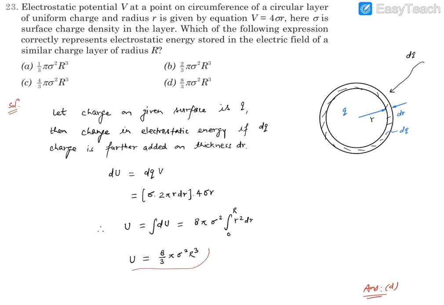So 8 by 3 pi sigma squared R cubed is the total work done by the external agency to create the circular layer of radius capital R having charge density sigma. This work done is basically the potential energy or electrostatic energy stored in the form of electric field. Hence we will say option D, which is matching perfectly, is the correct response. Thank you.